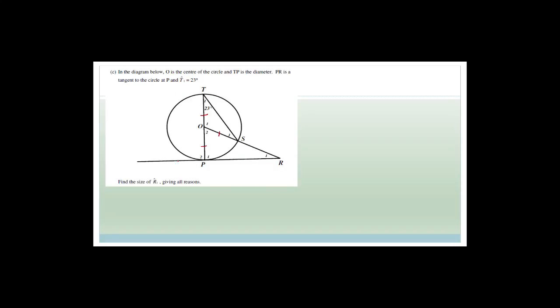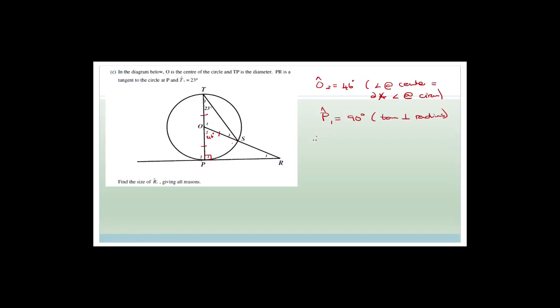PR is a tangent to the circle, so therefore that's 90 degrees, and T1 equals 23 degrees. Calculate R1, giving reasons. Okay, so do you agree that this angle is going to be 46 degrees? Angle O2 equals 46 degrees. Why? Angle at the center equals two times angle at the circumference, and this is 23 degrees and it's subtended by P and S. O is also subtended by P and S, but it's at the center, so that's 46 degrees. Angle P1 is equal to 90 degrees, and that is because the tangent is always perpendicular to the radius.